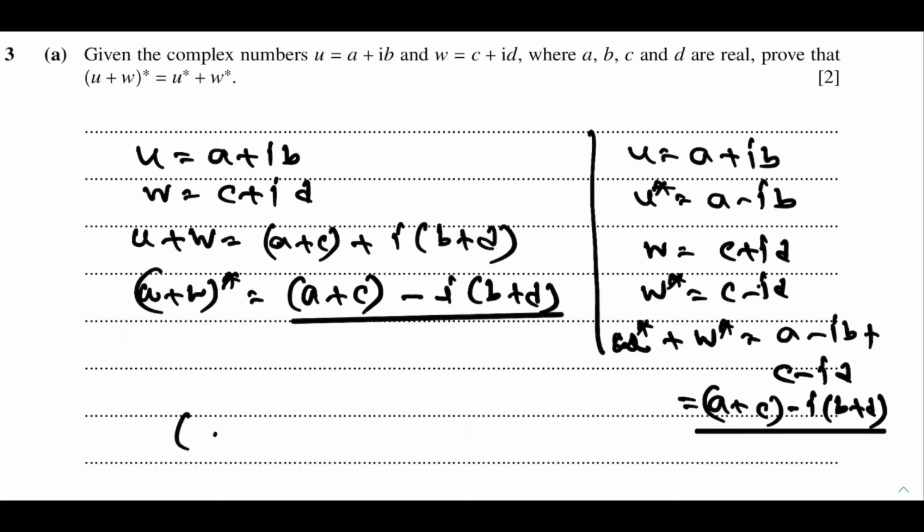So we can say finally that the conjugate of u plus w equals the complex conjugate of u plus the complex conjugate of w. We have solved Question number 1, then we have solved modulus related maths, removing the modulus sign. Then we started complex numbers and we have done 3a. Now we are going to solve 3b.